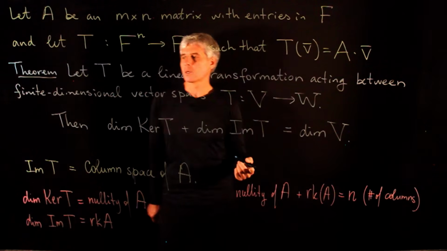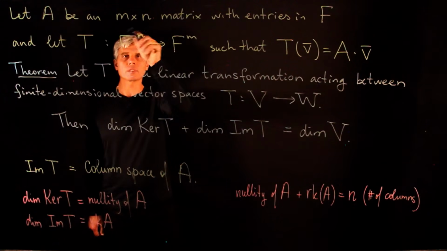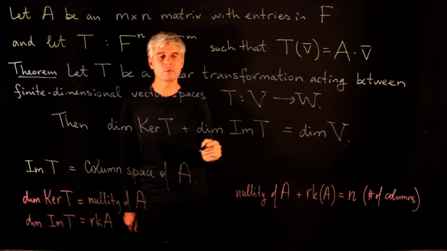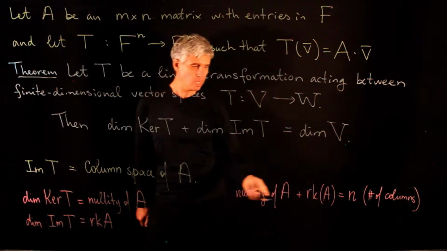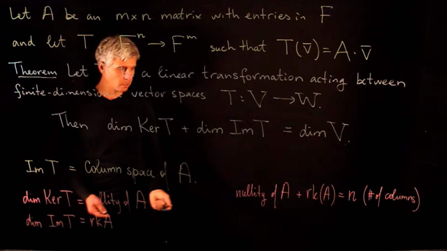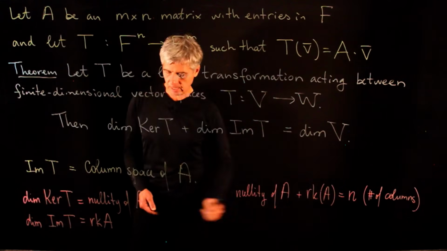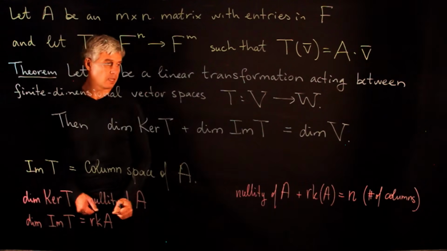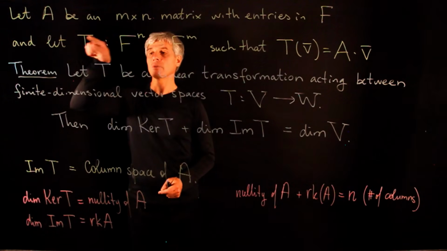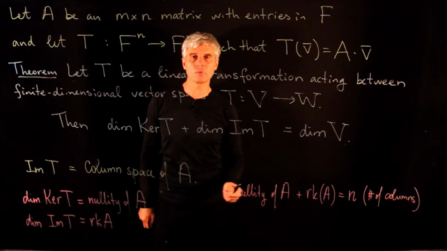Here we know that any finite dimensional vector space is isomorphic to the space Fn, where n is the dimension of that space. And now if we take this formula and interpret it in terms of image and kernel, the nullity of A is the dimension of the kernel of T, and the rank of A is the dimension of the image of T. And this n here is the dimension of the domain of T.